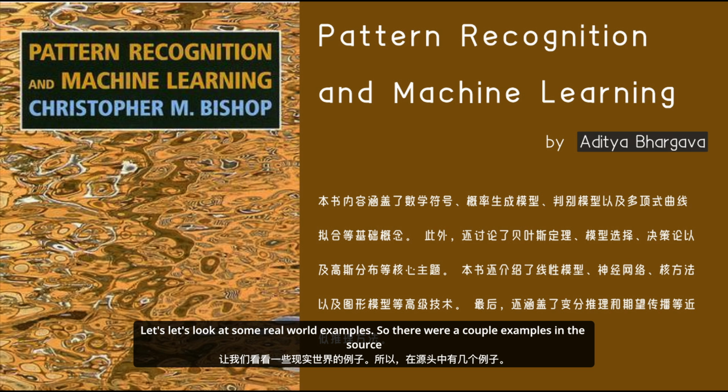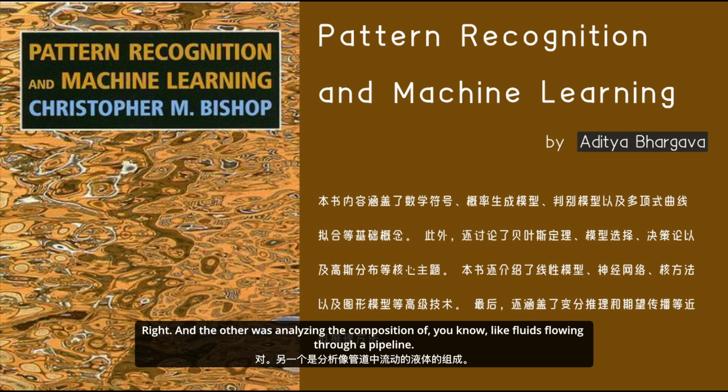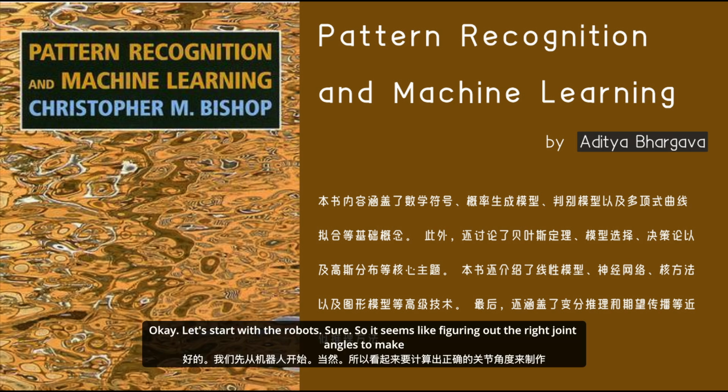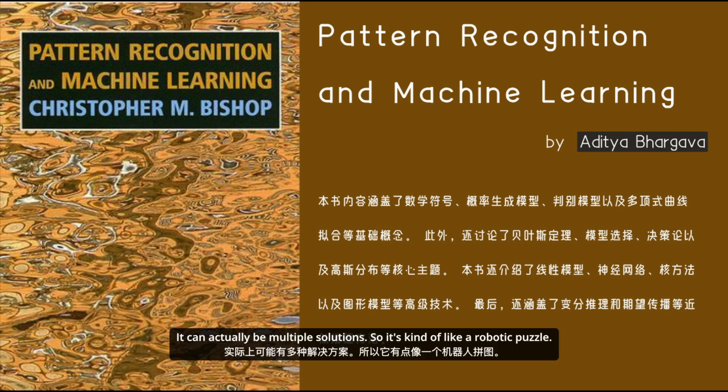So there were a couple examples in the source material that I thought were really interesting. Okay. One was this robot arm kinematics problem. Right. And the other was analyzing the composition of, like, fluids flowing through a pipeline. Okay. Let's start with the robots. Sure. So it seems like figuring out the right joint angles to make a robot arm reach a certain position, that's not always a straightforward problem. Right. There can actually be multiple solutions.